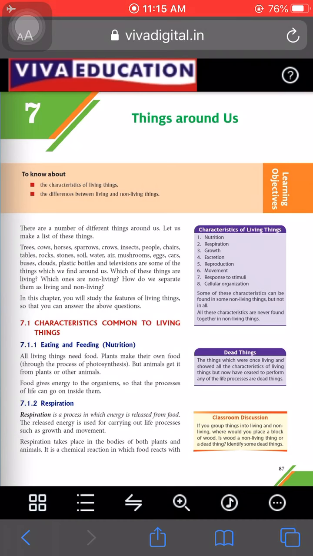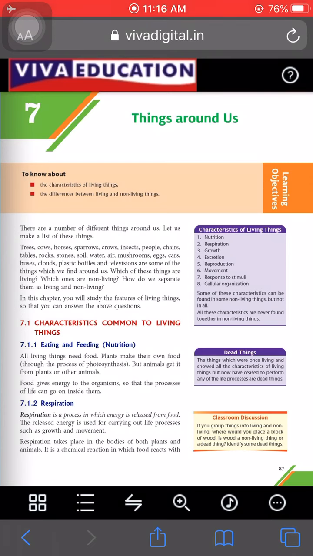For example, we take our surroundings like car, bus, trees, human beings, air, wind. Many of the things that are present in our surroundings are mainly differentiated into living things and non-living things. On which basis do we differentiate whether an object is a living thing or a non-living thing? In this chapter we learn about the characteristics of living things, on the basis of which we differentiate a living thing from a non-living thing.